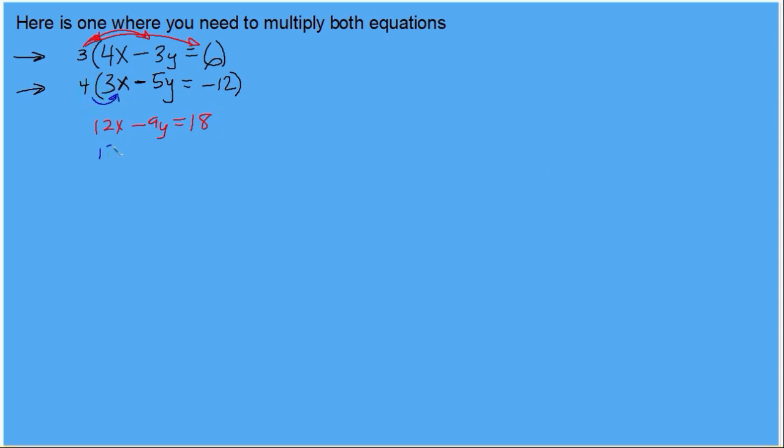4 by 3x gives me 12x. 4 by negative 5y gives me negative 20y. And then I multiply negative 12 by 4 and I get negative 48. Okay, so now since I have 12x and 12x as the same, I'm going to subtract. Remember, same means subtract.